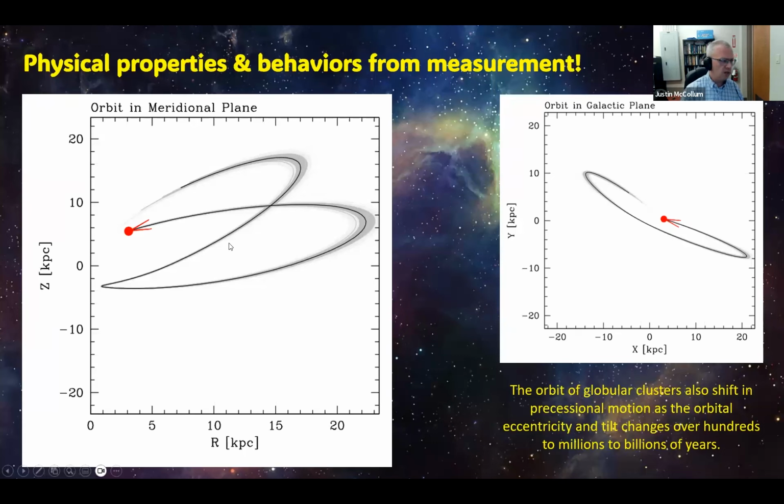We can see the shifting. The meridional plane is just a different orientation of the Milky Way, but we can see that precessional motion does occur with these globular clusters as they move in and out of the plane of the Milky Way and shift around the galactic halo. And some of them will move from the outer to the inner part of the galactic halo.